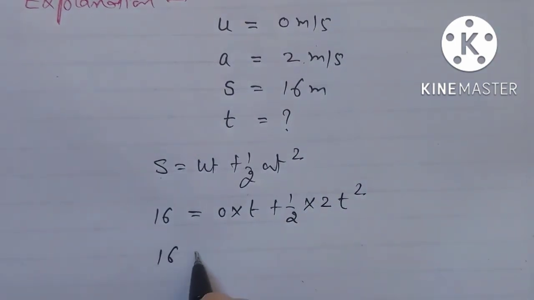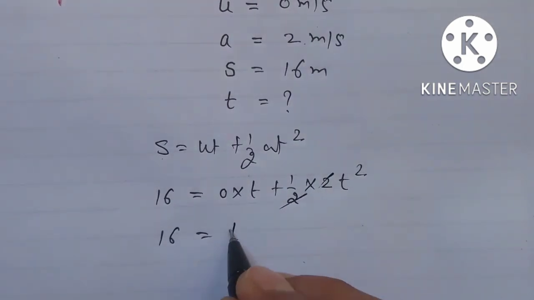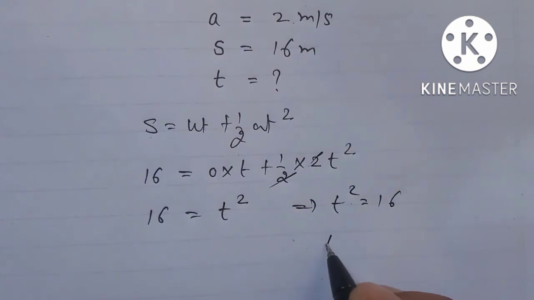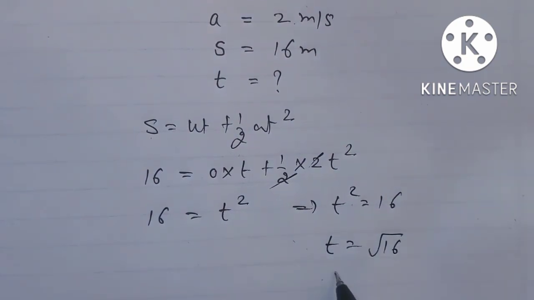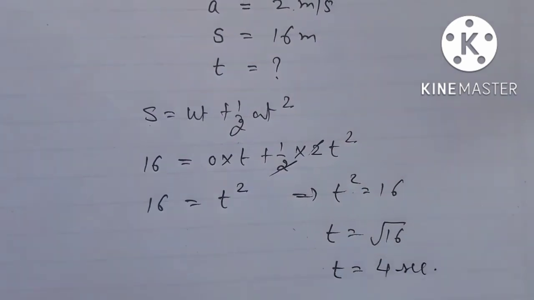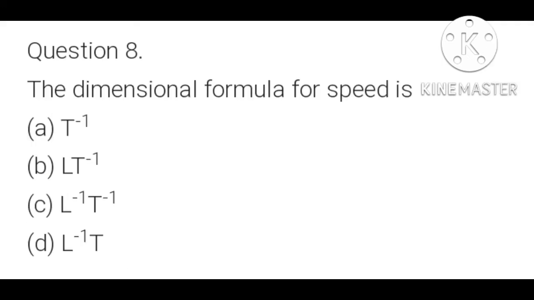So this becomes 16 is equal to 0 multiplied by t, which is 0, plus t square. Here 2 cancels with 2, and we are left with t square. This implies t square is equal to 16 and t is equal to square root of 16. So we get t is equal to 4 seconds. So time is 4 seconds. A is the correct option. Time is 4 seconds.